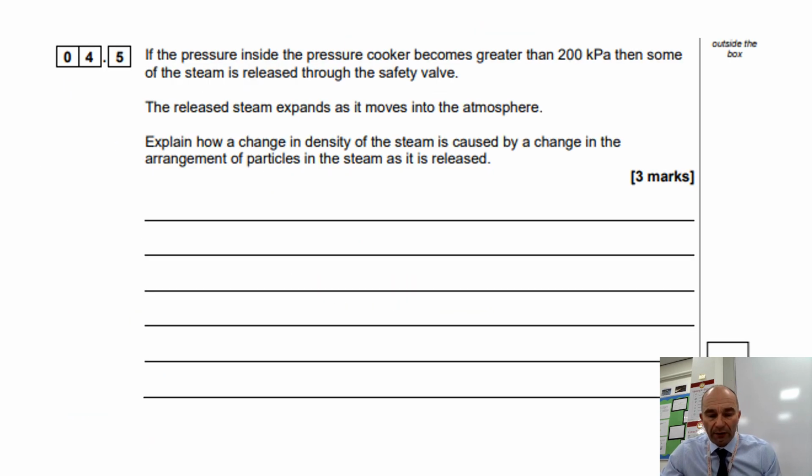Alright, 4.5. Now, if the pressure inside the pressure cooker becomes greater than 200 kilopascals, then some of the steam is released through the safety valve. The released steam expands as it moves into the atmosphere. Explain how a change in density of the steam is caused by a change in the arrangement of particles in the steam as it is released. Now, first of all, those particles escape. So the first thing they're going to do is spread out. So the particles spread out.